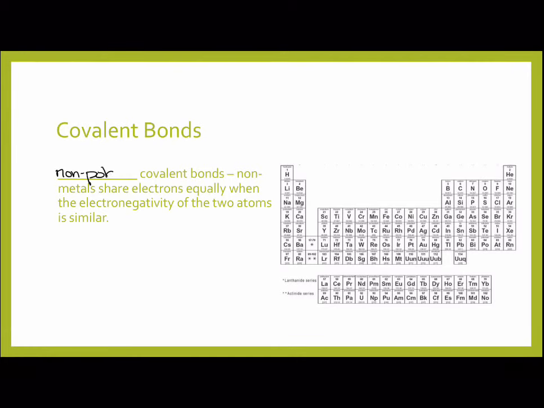Nonpolar covalent bonds are when the 2 nonmetals are sharing the electrons equally. And this is because they either have an electronegativity that is the same or very, very similar. So they're pulling on those electrons the same amount.